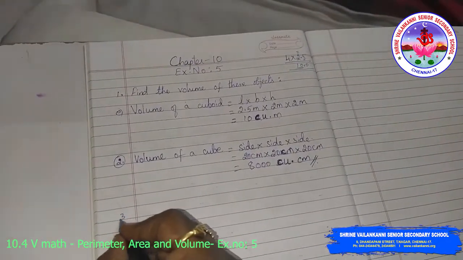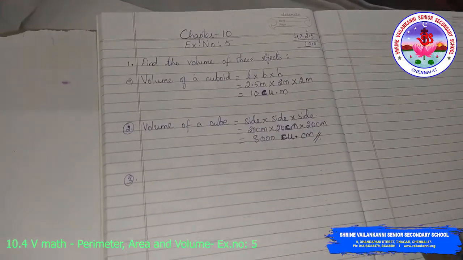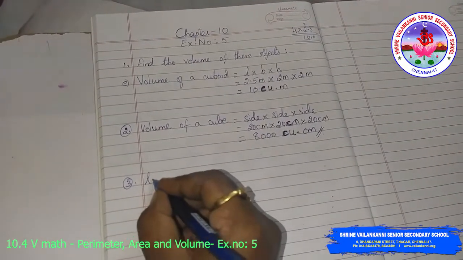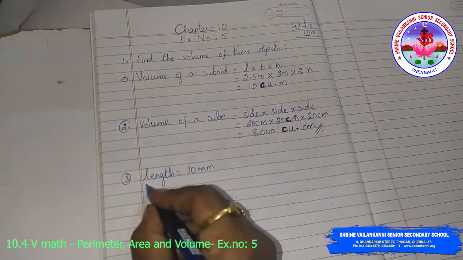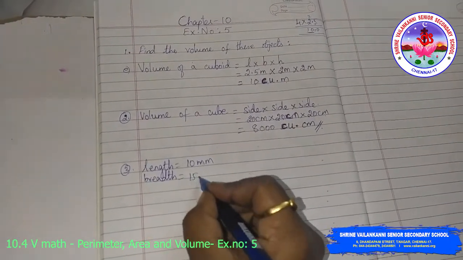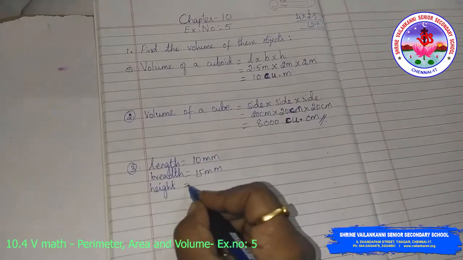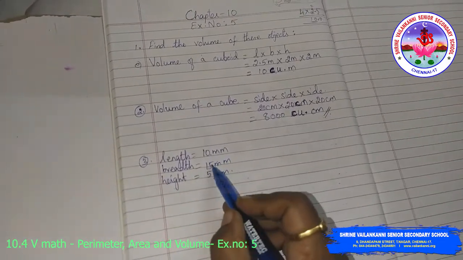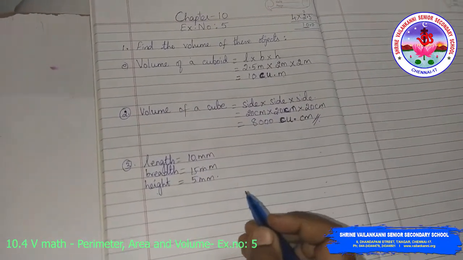We'll see one more sum where length, breadth and height are given directly, and how to calculate. The same thing. Length is equal to 10 millimeter, breadth is equal to 15 millimeter, height is equal to 5 millimeter. Now length, breadth and height, all the measurements are different, so obviously it will be a cuboid.